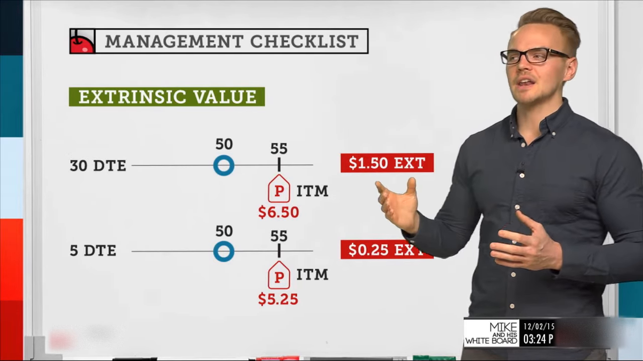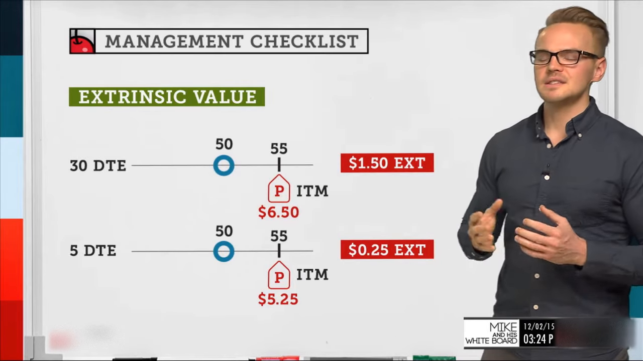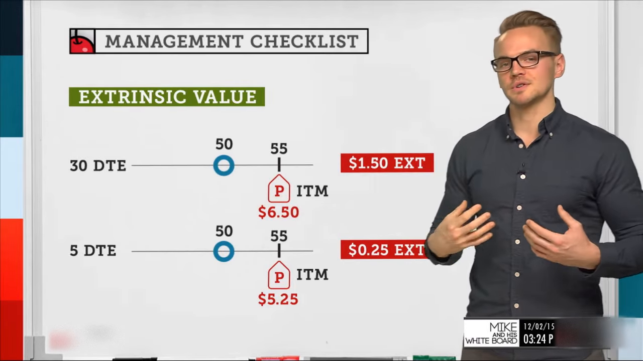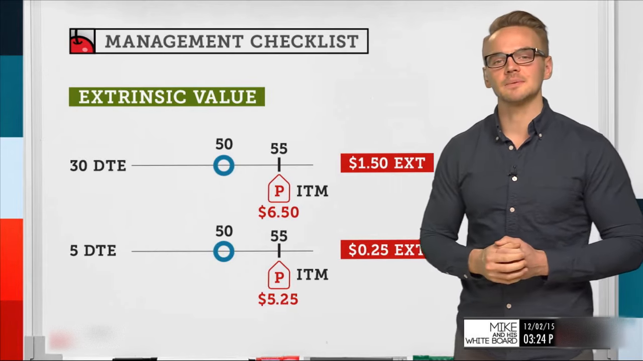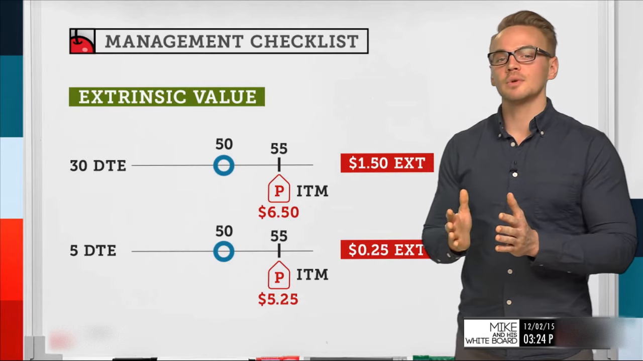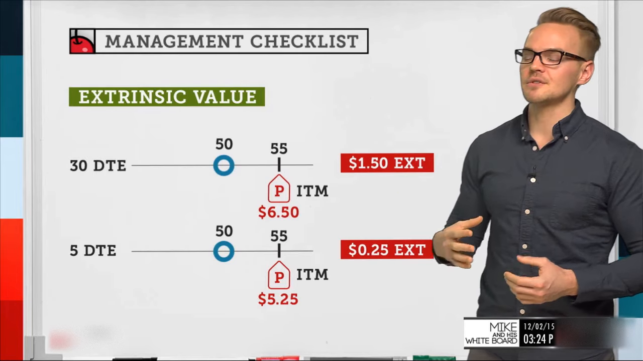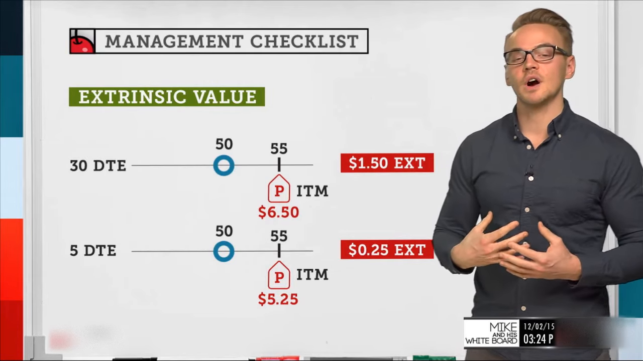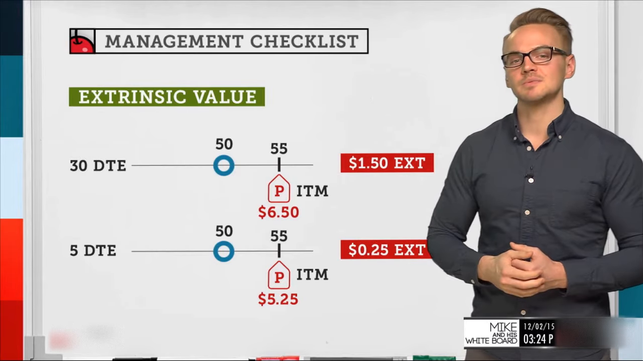If I've got 30 days till expiration in this example, this is something that I might want to hold on to personally. I still have $1.50 of extrinsic value, and again, at expiration, options are going to be trading for pretty much purely intrinsic value. So this $1.50 is still value that I can reduce my cost basis with as these days go by and we get closer to expiration.